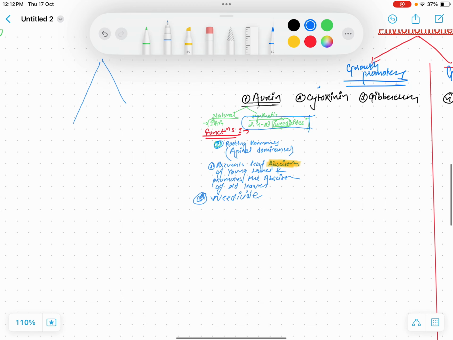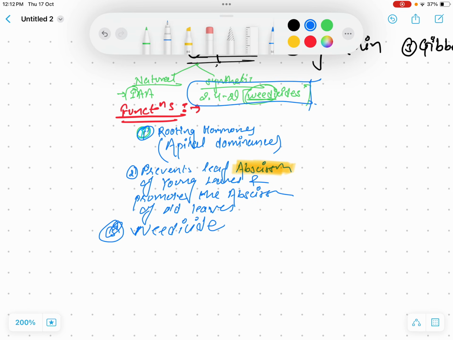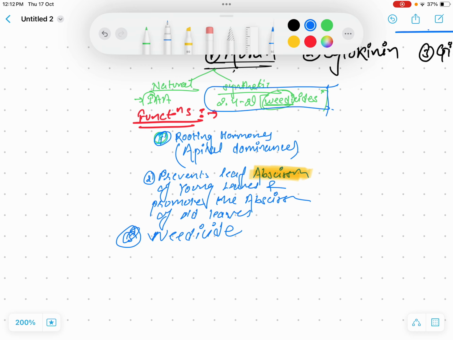This is the only function that you have to remember, okay? Others are no need. So just remember these functions. Only three functions of auxin. One is rooting hormone, which helps in the formation of root, and another one is it prevents leaf abscission of young leaf.